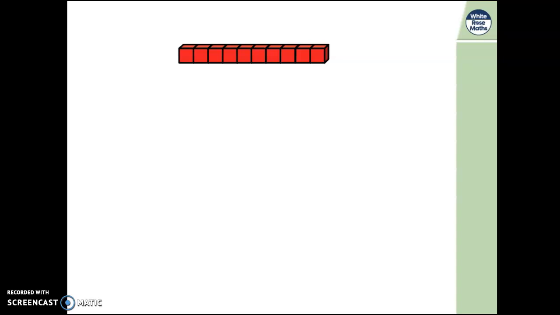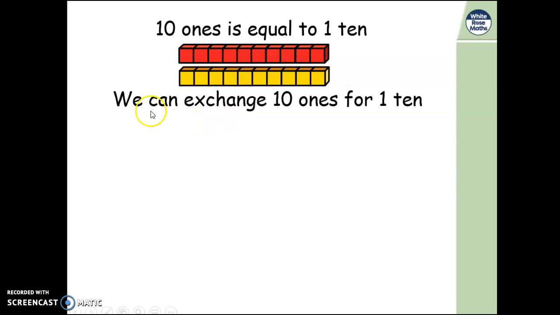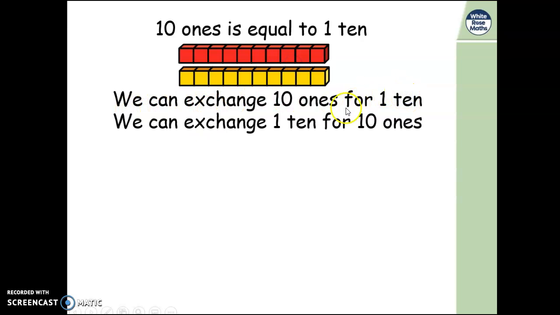Looking at this, we can see that there are 10 ones there. And it's the same as if we just had 10p. So 10 ones is equal to 10p. We can exchange 10 ones for 10p. We can exchange 10p for 10 ones.